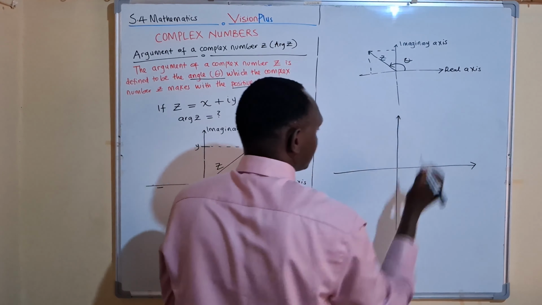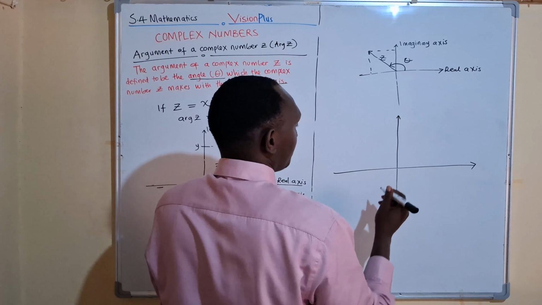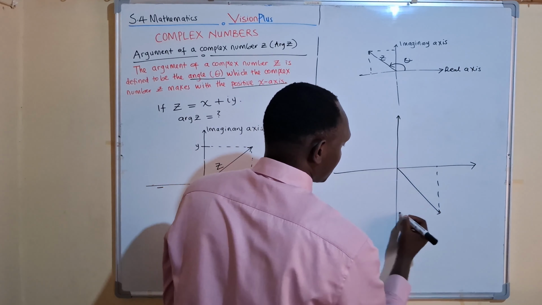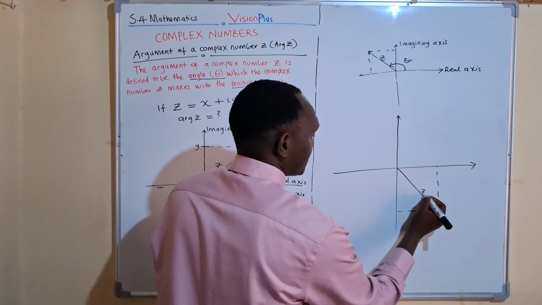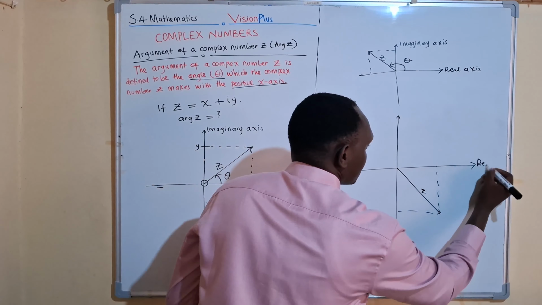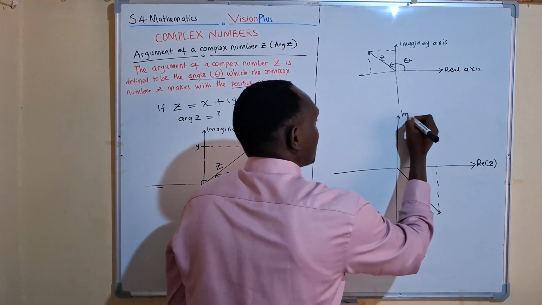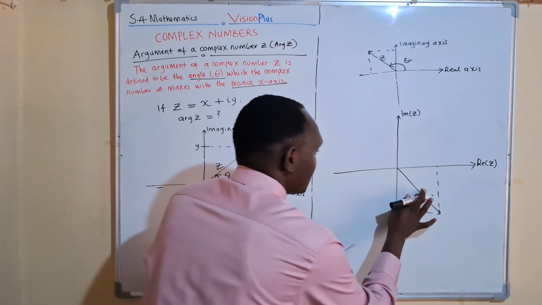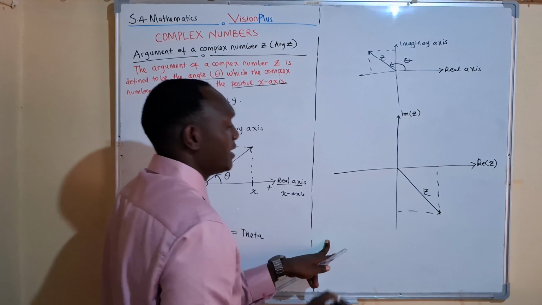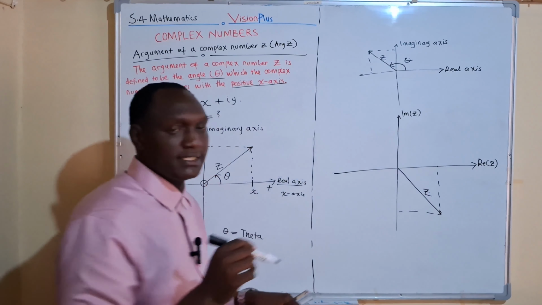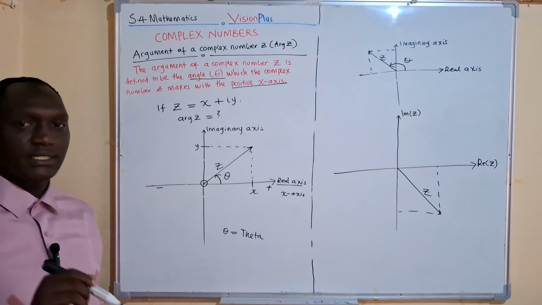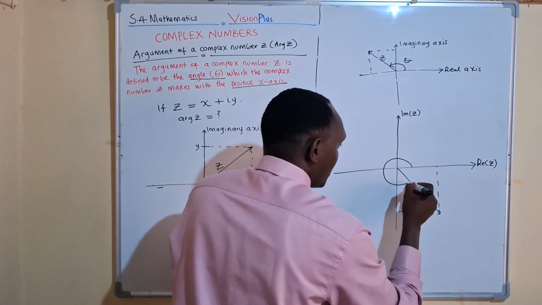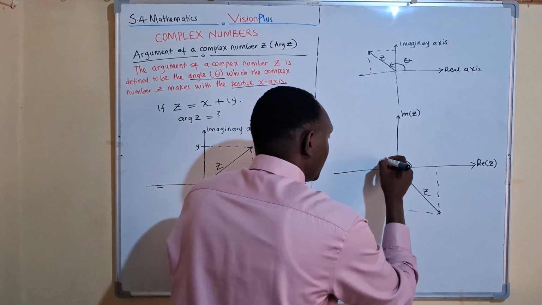What if the complex number is here? Assuming you draw a complex number and you obtain something like that. This is z. This is the real part of z. This is the imaginary part of z. What is going to be the argument in this case? The argument is the angle that we are going to measure from the positive x-axis, from here all the way up to here. This is the argument theta.